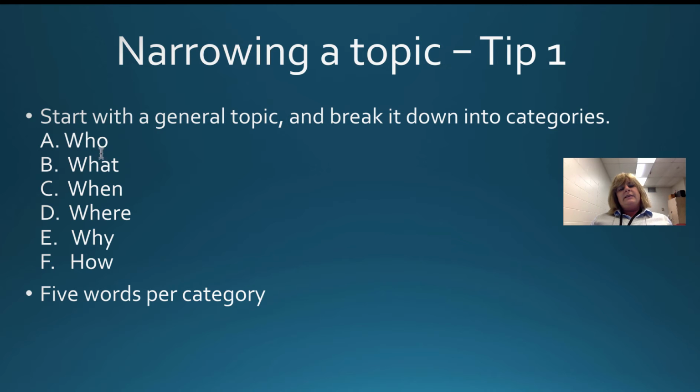If you divided these out, looked at these like categories, each one of these, who is a category, what is a category, and then you take a particular topic that you may have in mind. And I'm going to use an example. And some of you may know what I'm talking about, and some of you might not know.